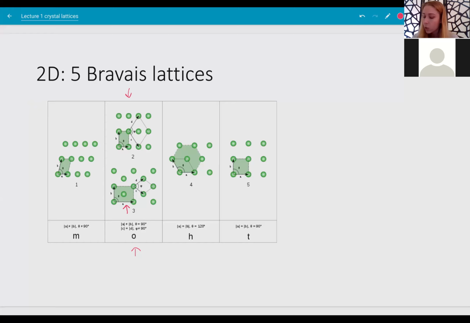Each of the corners is 1/4, so 4 corners gives 1 atom, and then there's 1 in the center that's completely inside. So that is 2 atoms in this unit cell. And this is the conventional cell, sometimes more convenient to use. And this one right here, defined by C and D, is the primitive one.